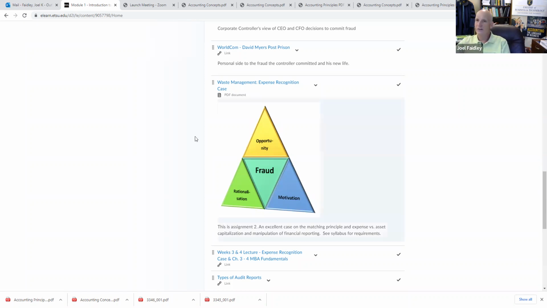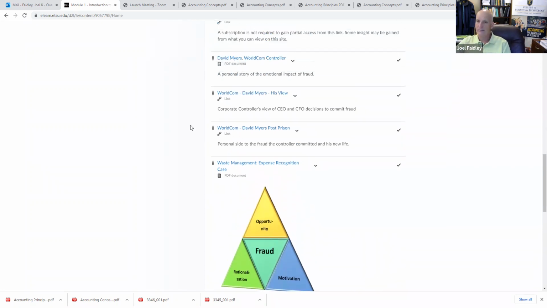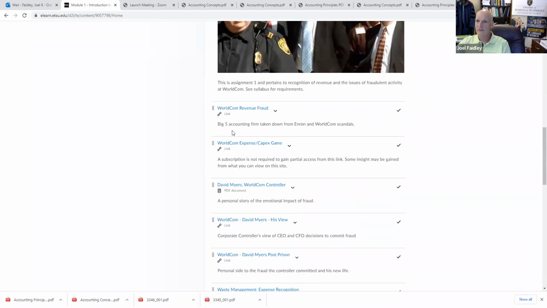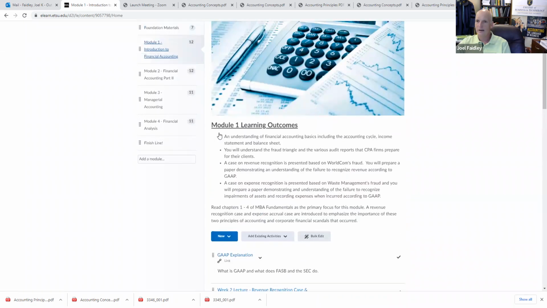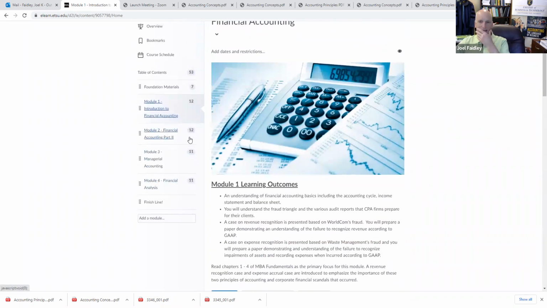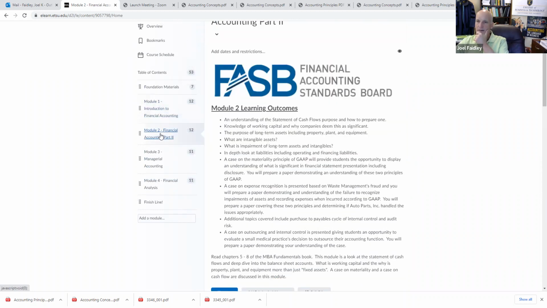which is what they were trying to do. So that's the second case we'll look at. WorldCom with revenue recognition is the first one. The second one is Waste Management with how they played the game with understating expense.